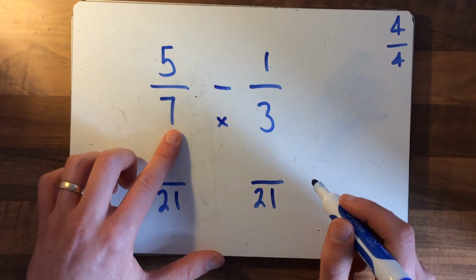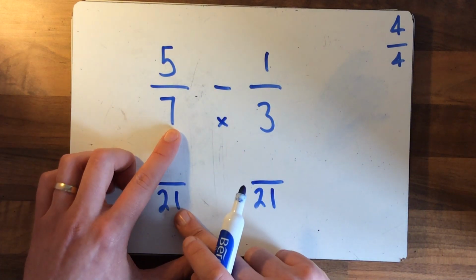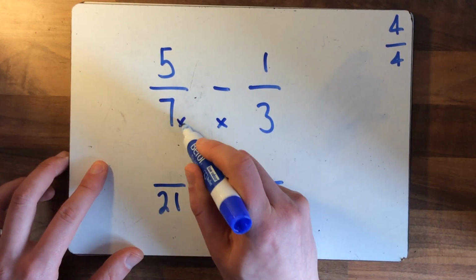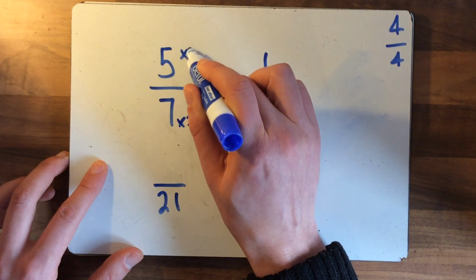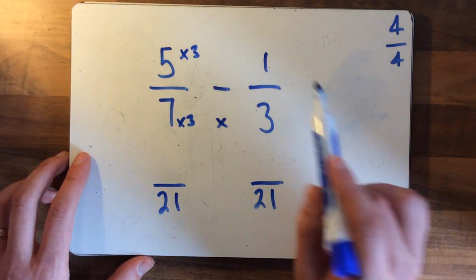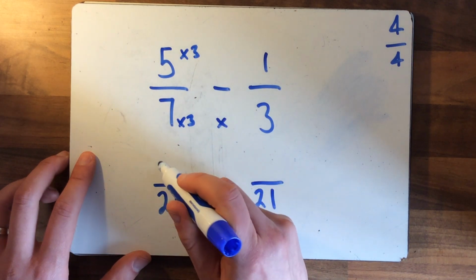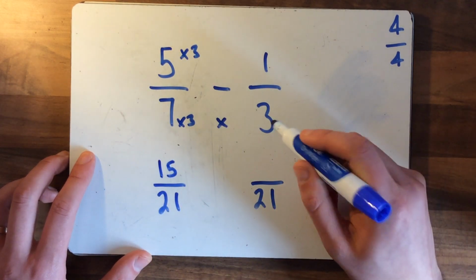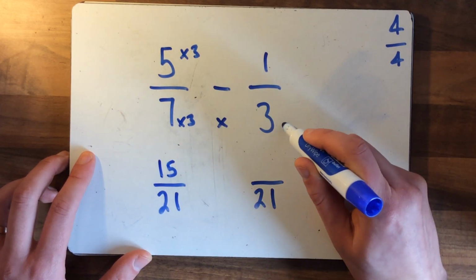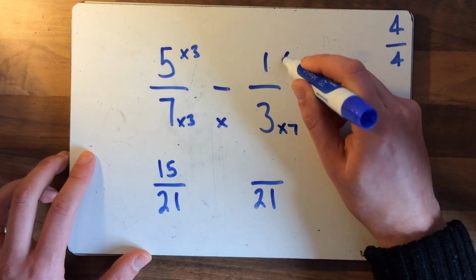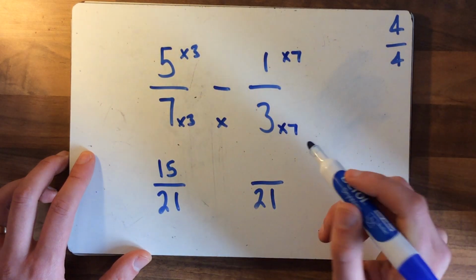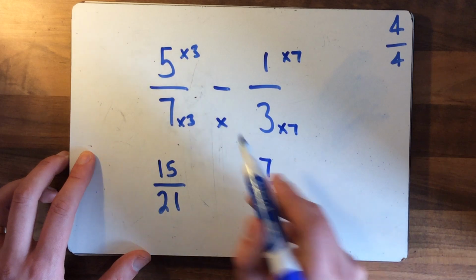So what have I had to times this 7 by to turn it into 21? I've had to times it by 3, haven't I? So I need to do the same to the numerator, so it stays as an equivalent fraction. 5 times 3 is 15. What have I had to do to this 3? I have to times it by 7, so I need to times the 1 by 7 as well. 1 times 7 is 7.